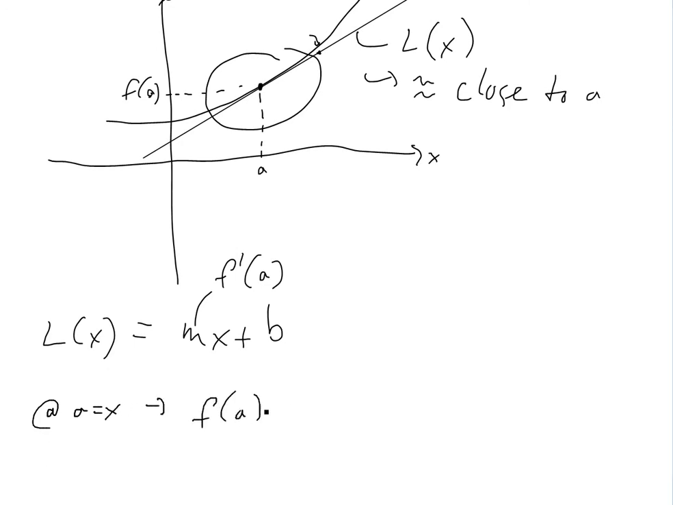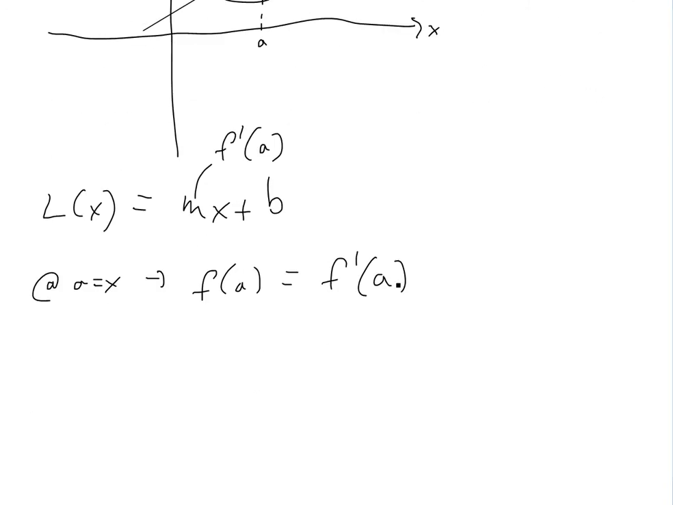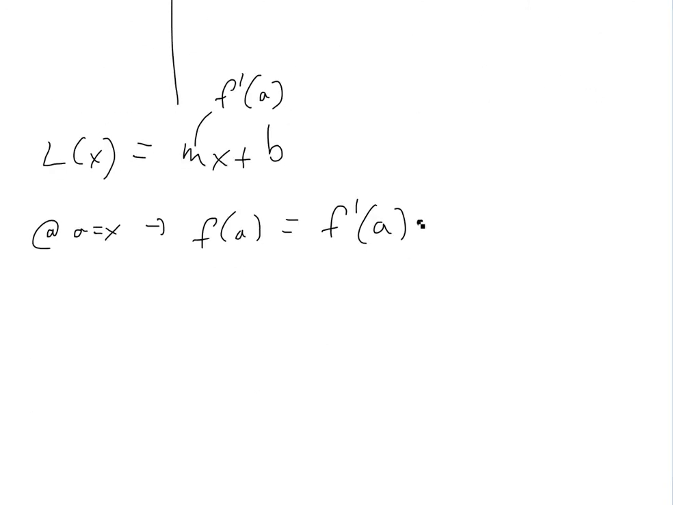we get f of a is equal to f prime of a times a, plus b. Just solve for b. Rearranging, you get b is equal to f of a minus f prime of a times a. Let's plug this inside.